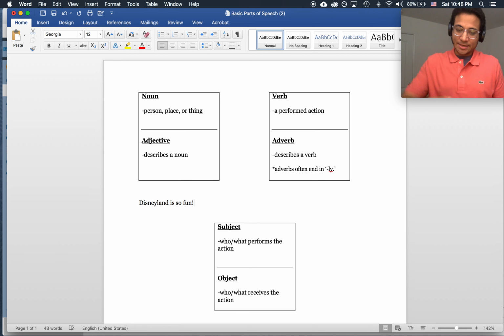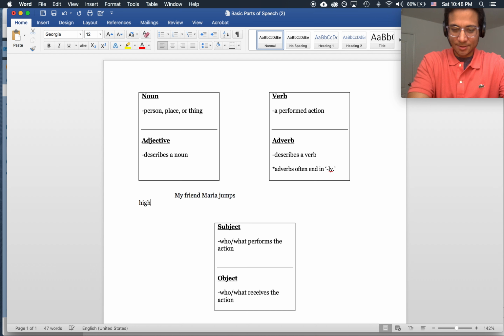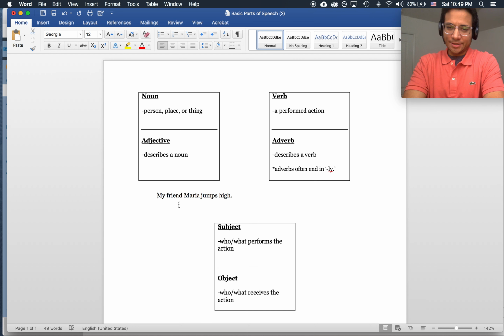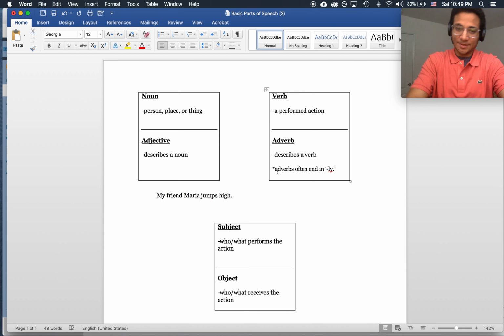Now, verb. My friend Maria jumps high. Let's actually move it here. That's very odd that it does that. Okay, so check it out. The noun is Maria, right? And the verb is that she jumps. How does she jump? She jumps high.